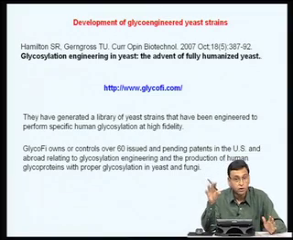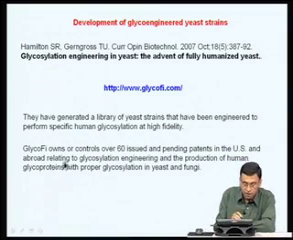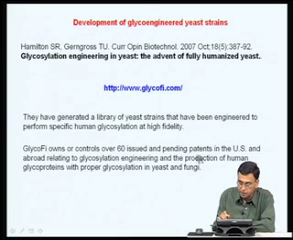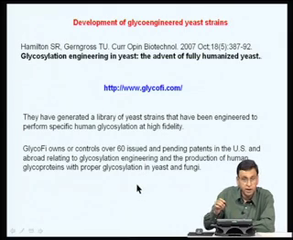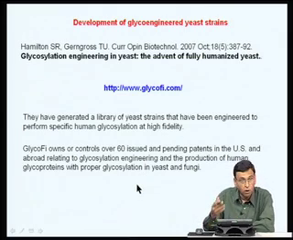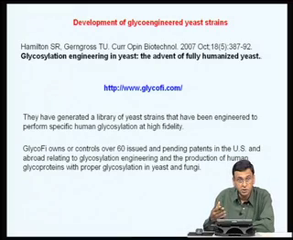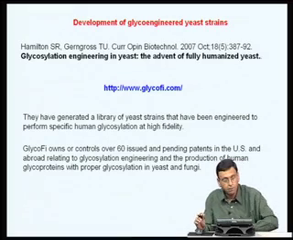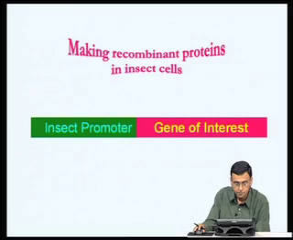So, these are called glyco-engineered yeast strains, and this company actually controls and owns over 60 patents on engineering the glycosylation pathway in this yeast, and therefore, you can actually produce human proteins with more or less the same kind of glycosylation in yeast and fungi. So, this is one major advancement that has taken place in the case of recombinant protein expression in yeast cells.